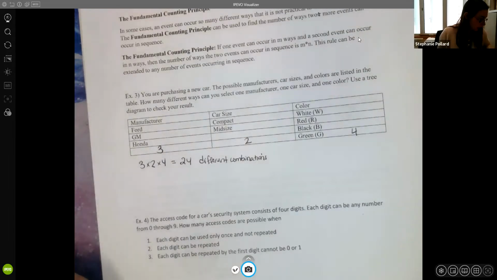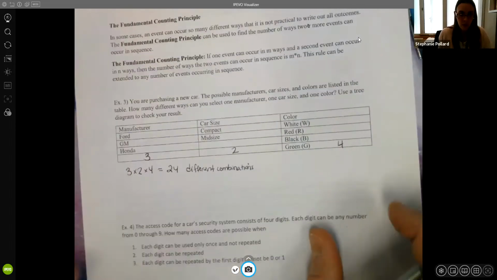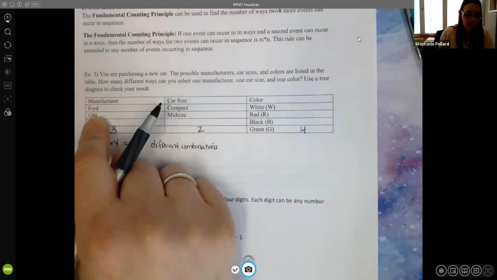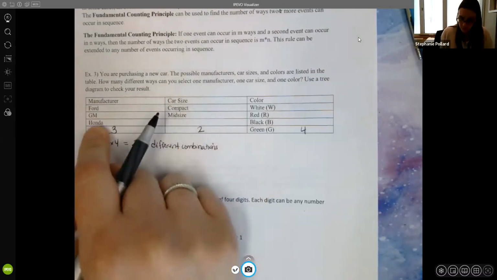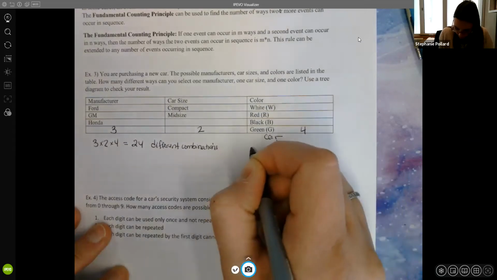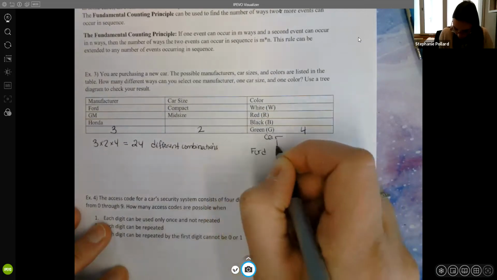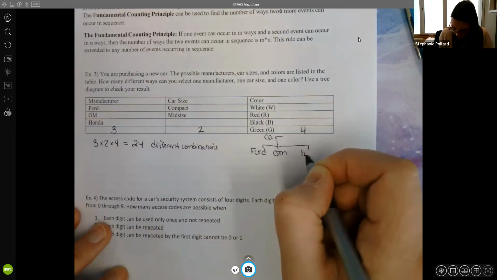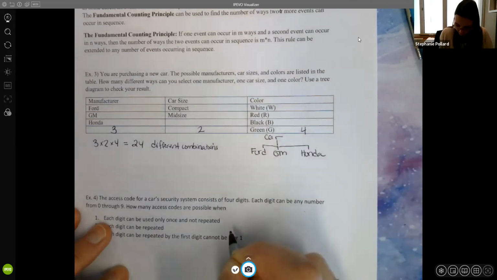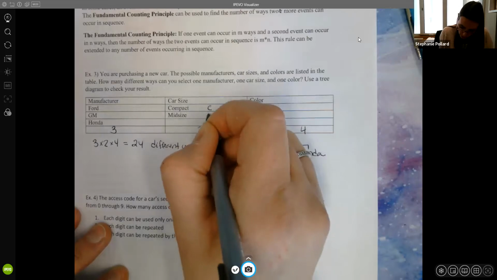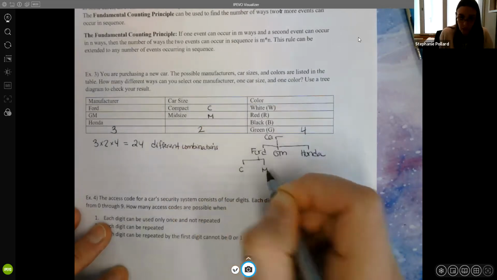So let's do a quick one here. I don't know if we'll do the full thing out, but let's try it. So the first thing you're going to choose, let's say theoretically we're going in order here, is your car. So you could either pick a Ford, right, a GM, or a Honda. And then from there, you can either pick, I'm just going to use C and M here, a compact car or a mid-sized car.